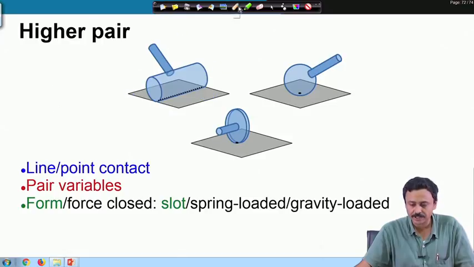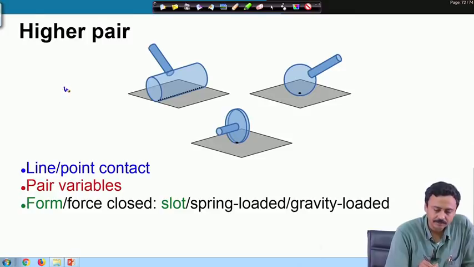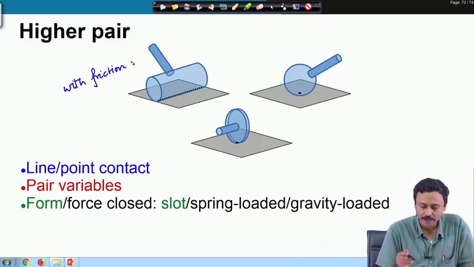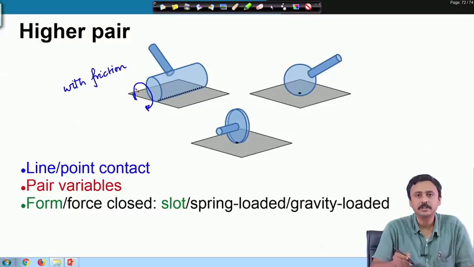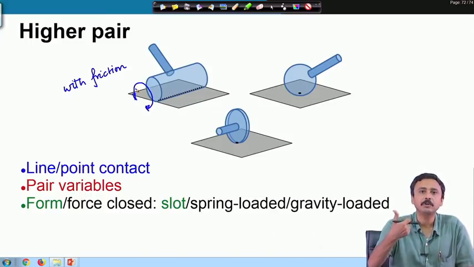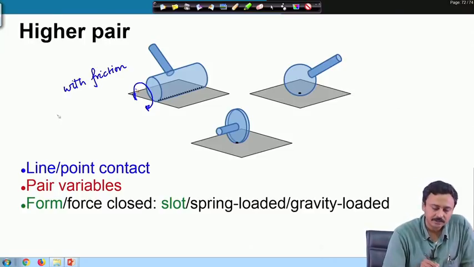Now, if you have friction, then what happens? If you have friction and no sliding, you have friction which will not allow sliding, then you see it can only roll. It cannot slide sideways, it cannot translate forward or backward, it cannot rotate about the vertical axis as well. So, with friction there is only one pair variable.